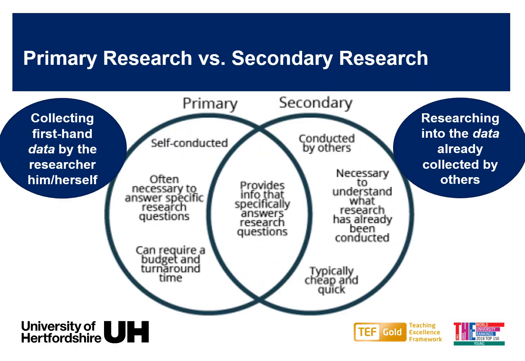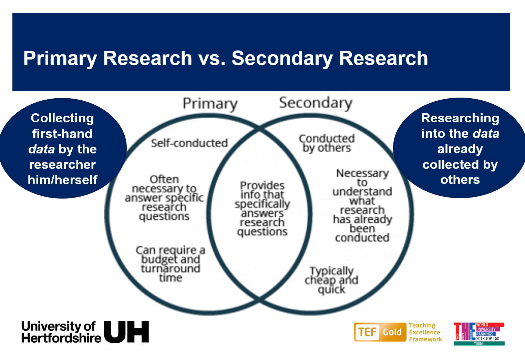So in order to decide or plan out how you collect the data, you have to think about whether your research is primary research or secondary research, okay? So primary research is where you're collecting first-hand data by yourself as a researcher, okay? While if your research is secondary research, obviously you're researching into data that has already been collected by others. So this diagram clearly identifies the difference and the overlap of primary research and secondary research. So primary is self-conducted, secondary is not self-conducted, it's already conducted by other people.